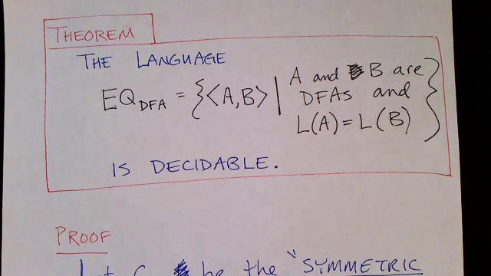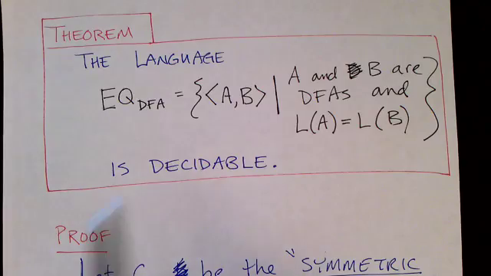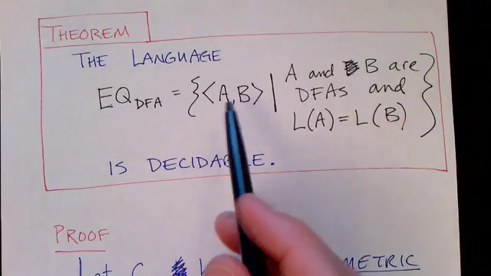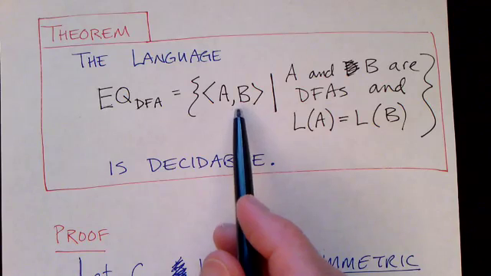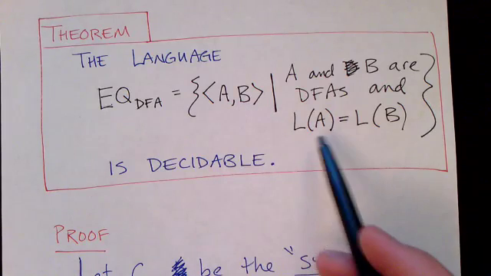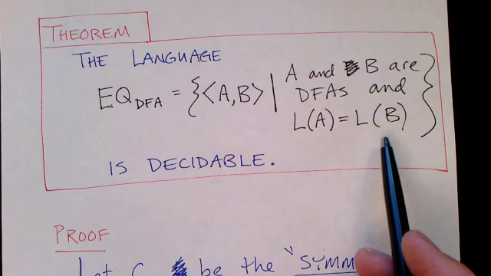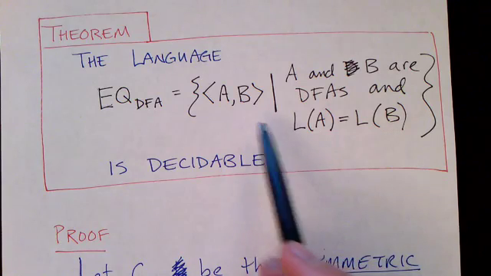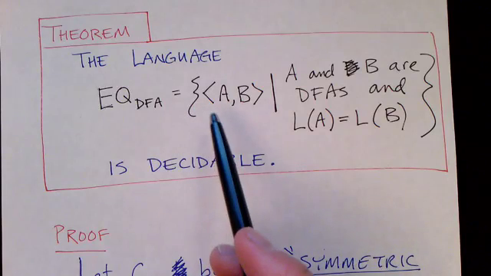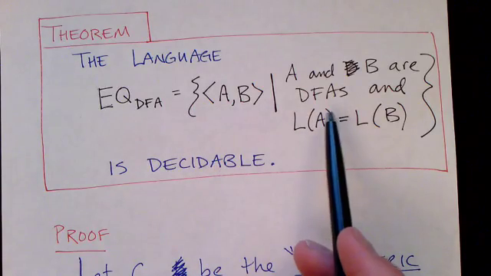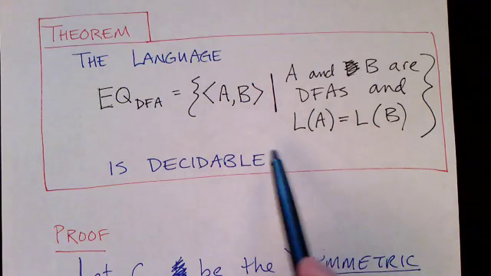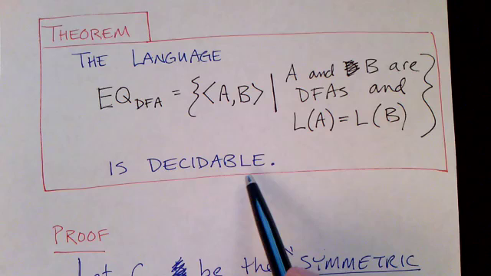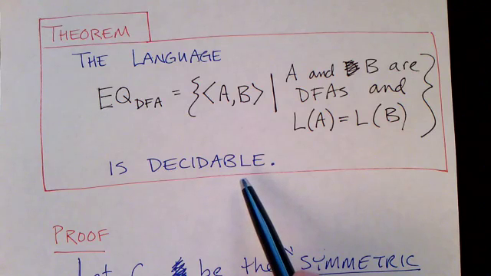Next, let's look at this question of determining whether two deterministic finite state machines are equivalent. Remember, by equivalent, we mean that the languages that they accept are identical. So this question is decidable. Given two deterministic finite state automata, we can determine whether they accept the same language or not. And so we have to come up with an algorithm.